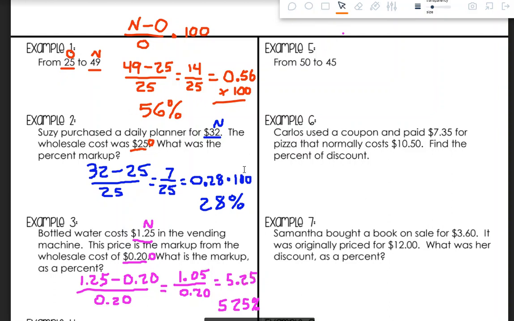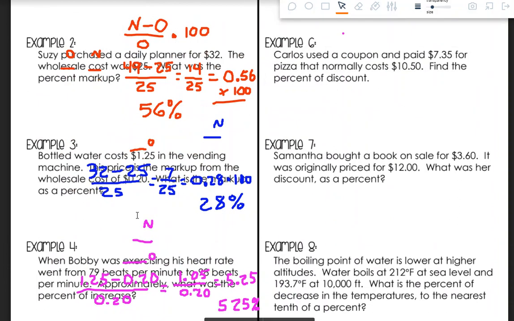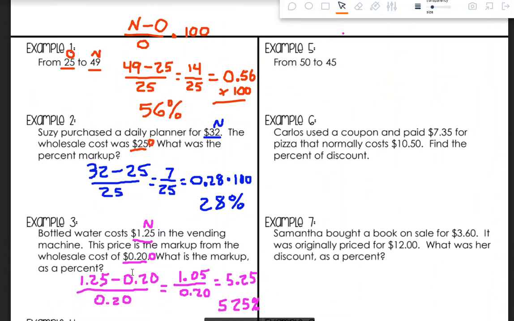All right, there's one more example, example 4. You can try that one on your own. Okay, you get it checked by a teacher when you're done. All right, so let's do these ones on the right. These ones are percent decrease.